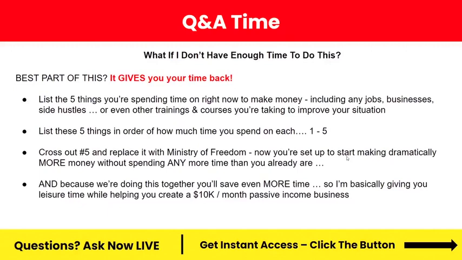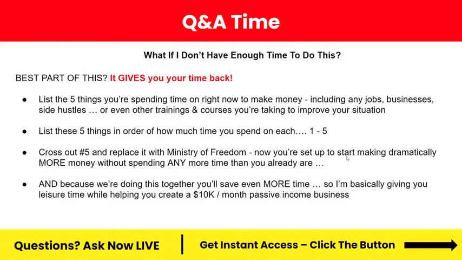Now, all you need to do is take out that pen, cross out number 5, and replace it with Ministry of Freedom. You're now set up to start making dramatically more money without spending any more time than you already have. And remember, you have a VA. If you hire a virtual assistant, they can do everything on your behalf. We're not really having to spend that much time on doing this anyway. We're just delegating stuff to different people and getting them to do the work. So it's not really something that's going to take up any of your time. And because we're doing this together, you'll save even more time.